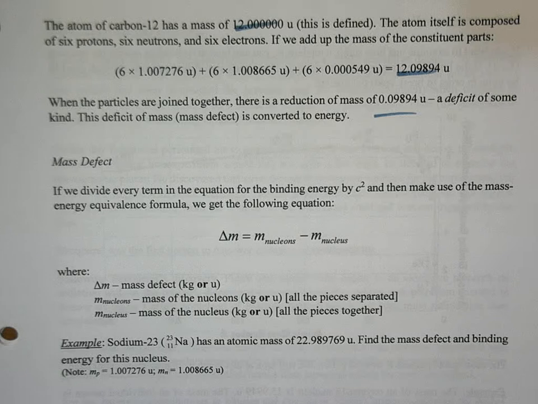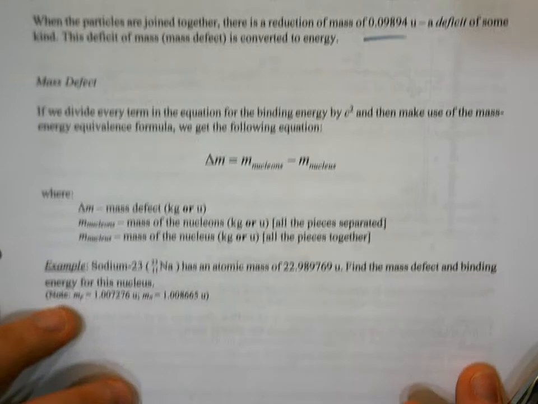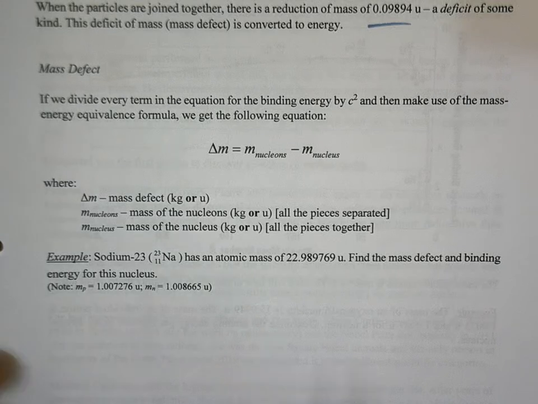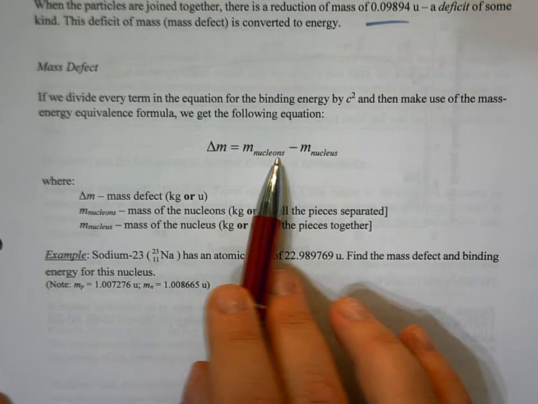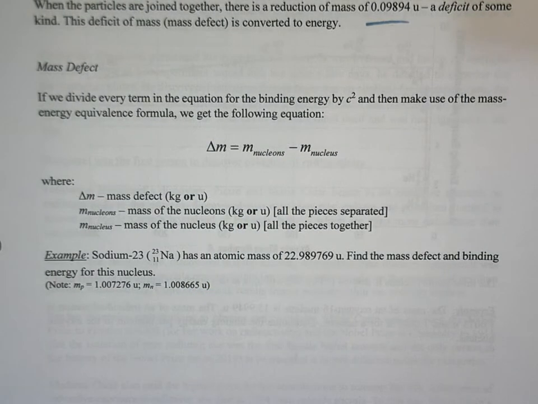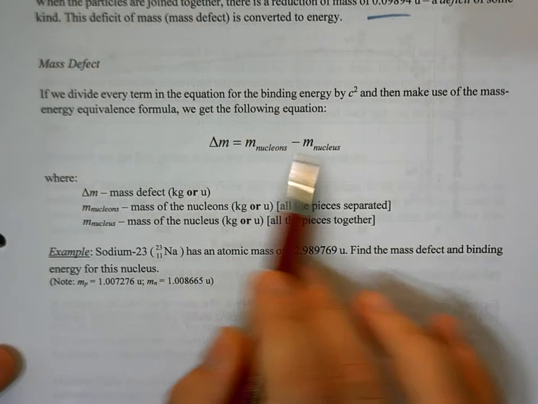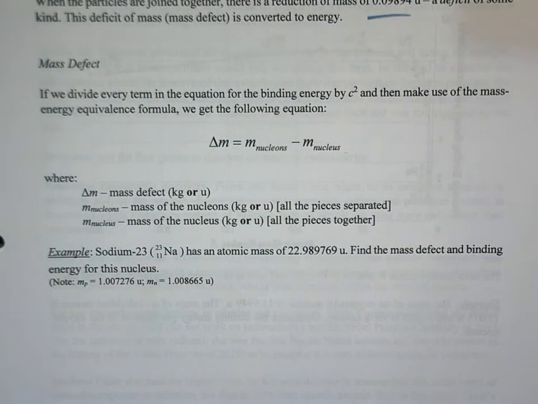It looks like there's mass missing. It's not missing. We still have to account for it. That mass has just been converted into energy through E equals mc squared. So this mass defect, we will take the mass of our nucleons and we'll subtract off the mass of the nucleus. So the nucleons being everything separated, the mass of the nucleus being when everything's combined together.